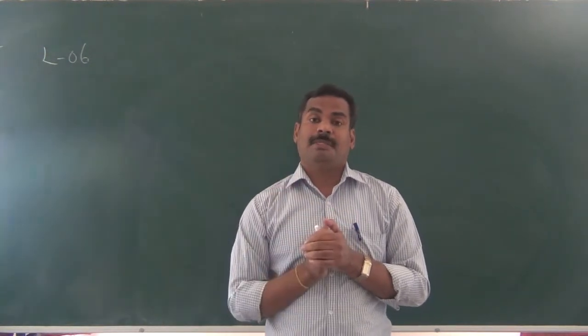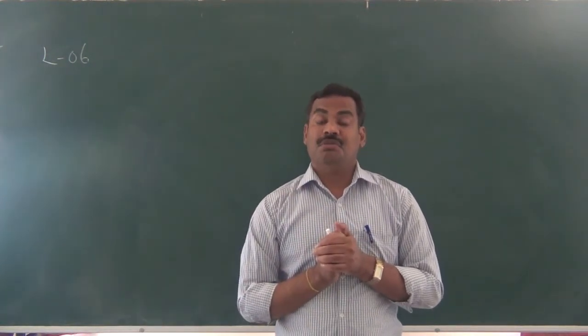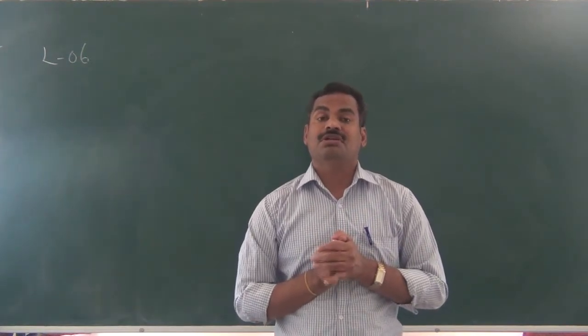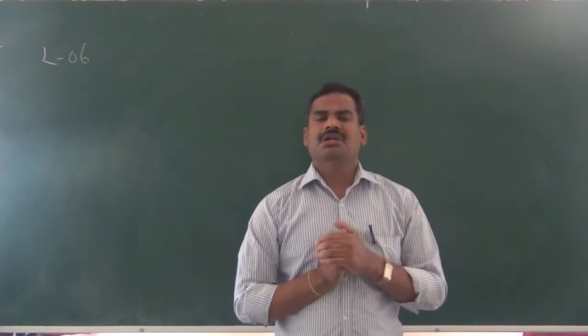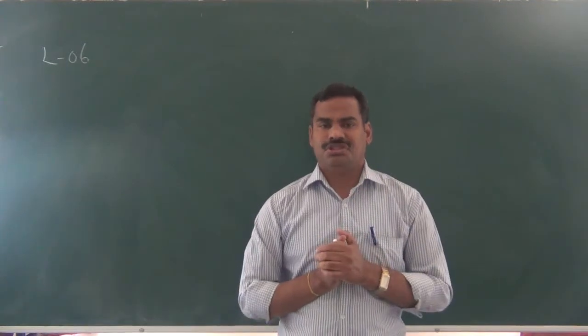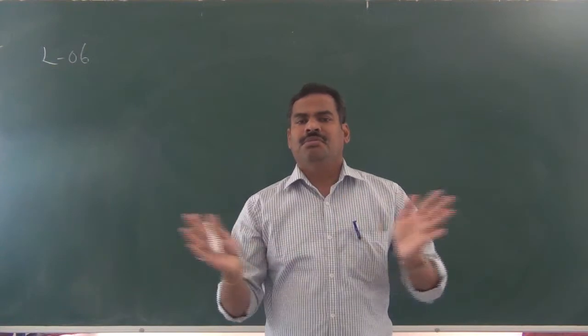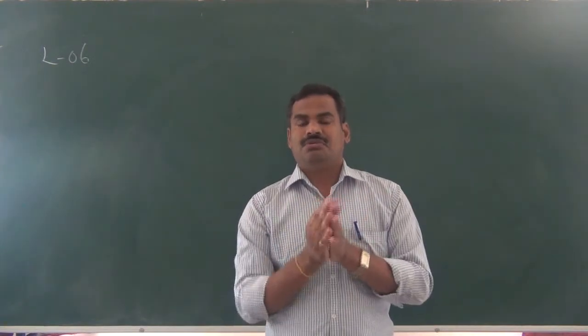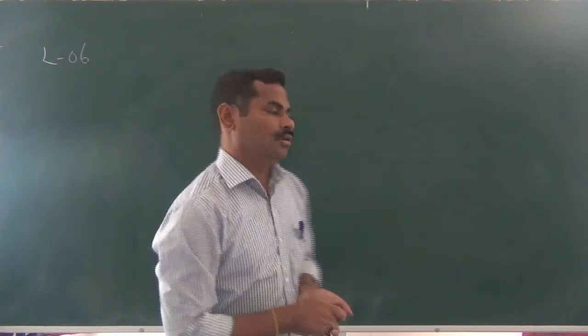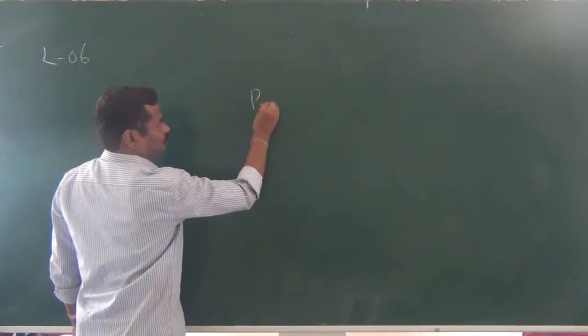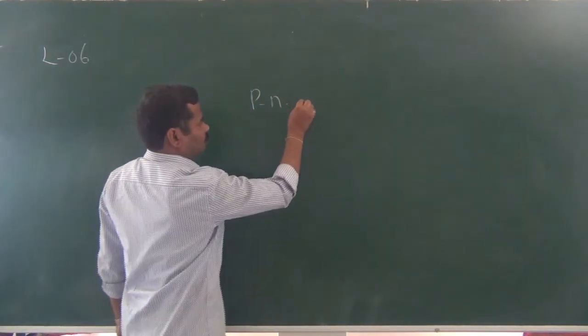Actually, it is called a p-n junction. The p-n junction is the heart of semiconductor devices. In every semiconductor device, we have one or two p-n junctions. The p-n junction is nothing but the combination of a p-type semiconductor and an n-type semiconductor. Today we go for the p-n junction.